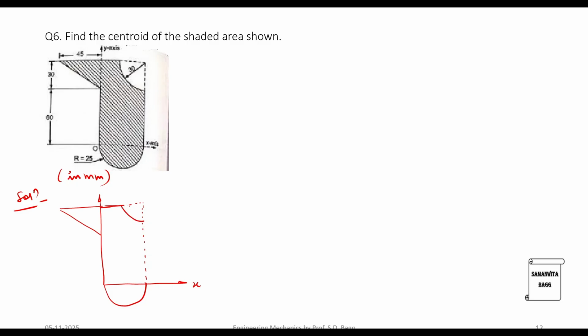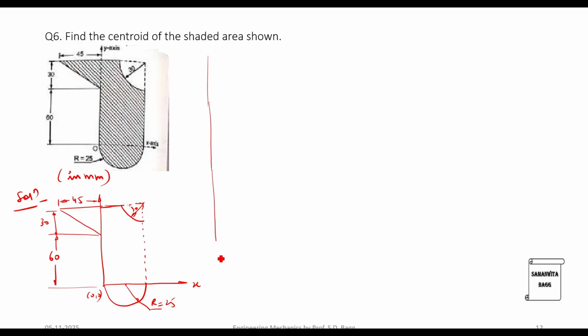Here you have a quarter circle whose radius is given as 30. So first thing that we are going to do is we are going to mark the dimensions. This is 45. This height of the right angle triangle has been given as 30. This distance has been given to us as 60. This point is the origin and this radius has been given as 25. Now this height is 60 plus 30, 90. This will be 25 plus 25, 50. It's obvious.